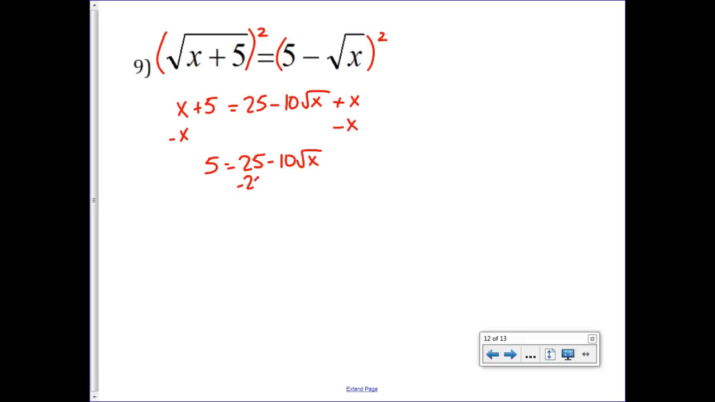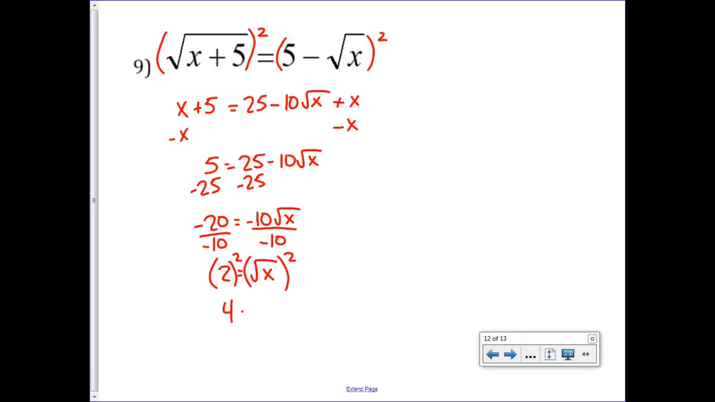So then I have 5 equals 25 minus 10 radical x. Then I'm going to subtract 25. So I get negative 20 equals negative 10 radical x. And divide by negative 10. So I get 2 equals the square root of x. Since we've now isolated that radical, I'm going to square this side and square this side. So 4 equals x.